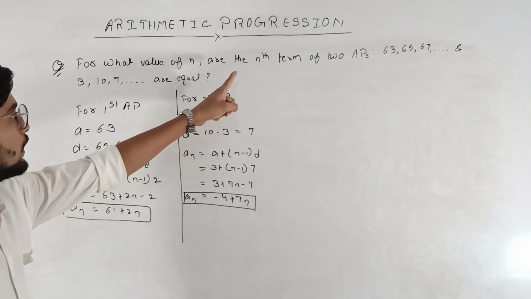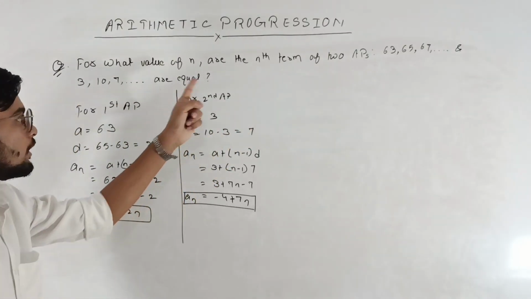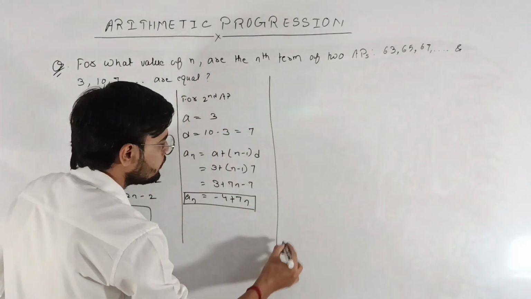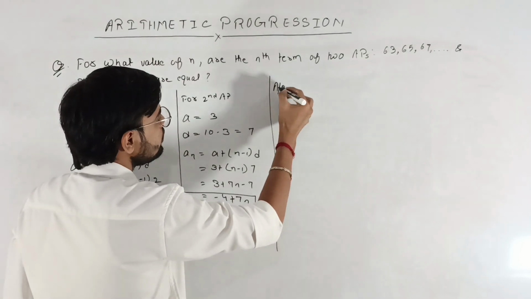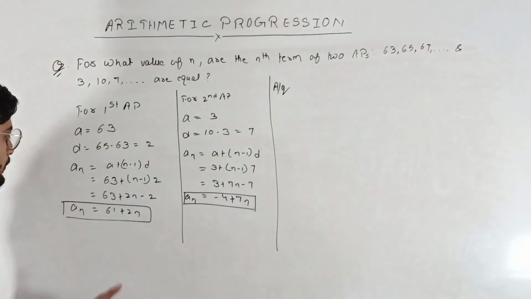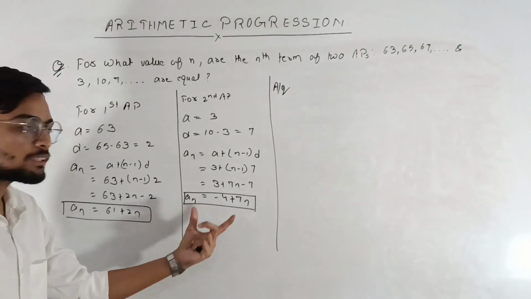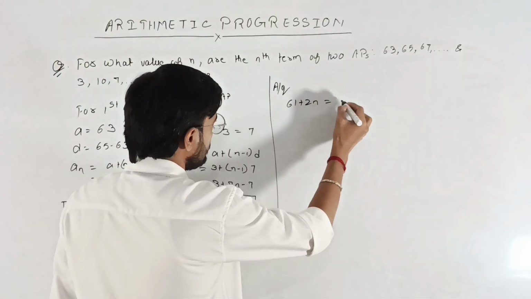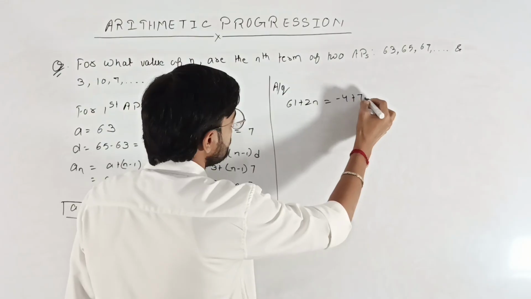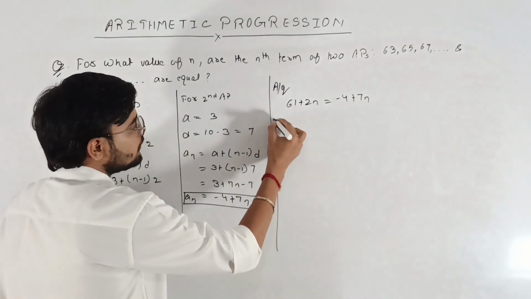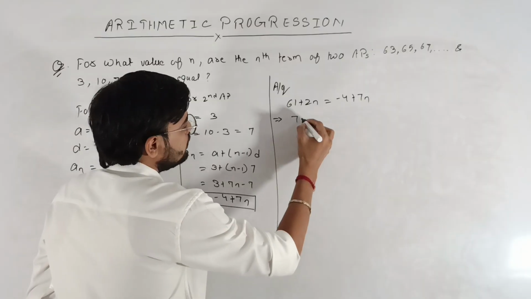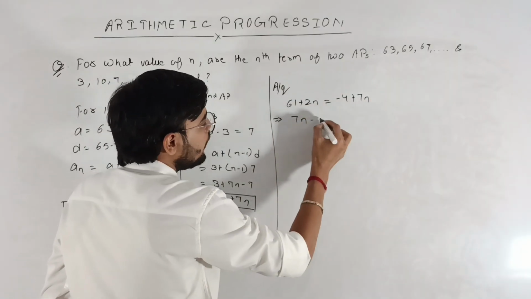Now the question says the nth terms of these two APs are equal. So according to the question, the nth terms are equal, which means 61 plus 2n is equal to minus 4 plus 7n. Now calculate this one. Look, this 2n goes to this side and becomes minus 2n.